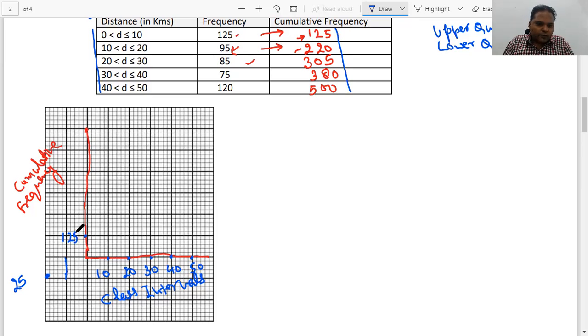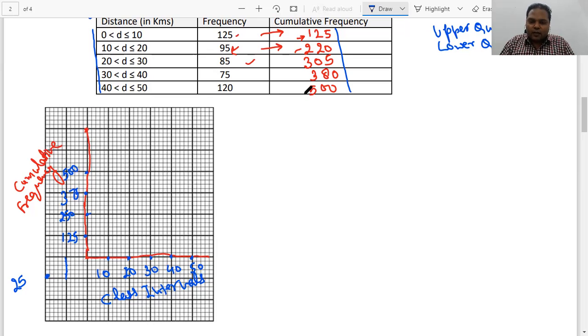This point is going to be 125, because 25, 50, 75, 100 and 125. Then this point is going to be 250, and this one is going to be 375, and then this one is going to be 500.